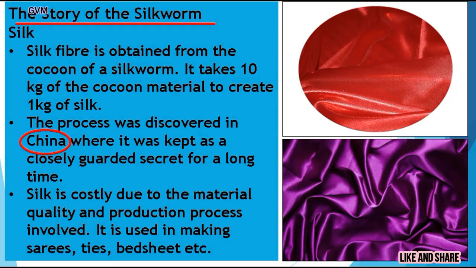So it's a long production process, and the quality of silk is very fine, and due to these two reasons silk is very costly, and it is basically used in making saris, ties, bed sheets. And students, as you can see here, pure silk has a fine texture and a fine luster. That makes it different from other kinds of fabrics.